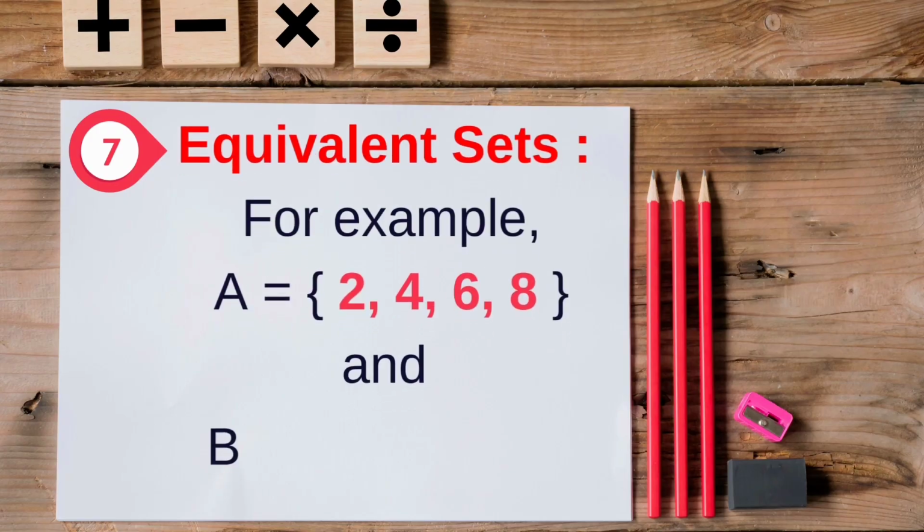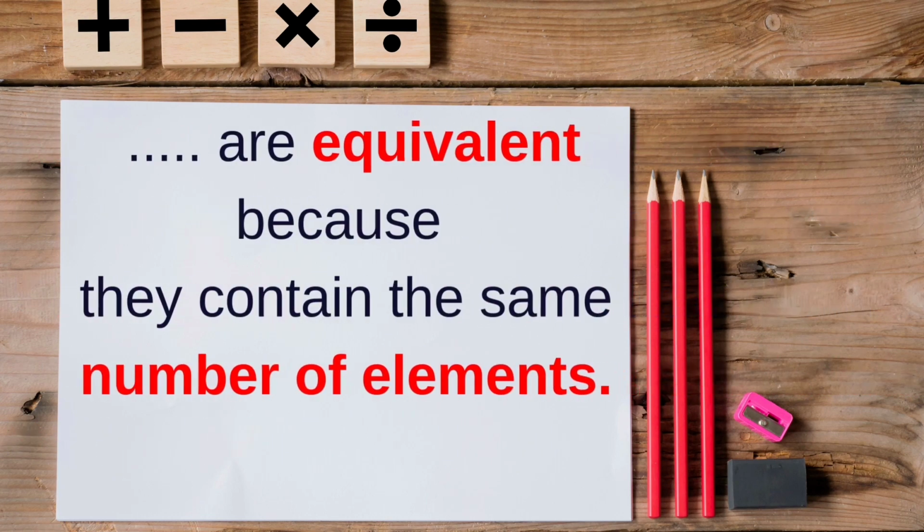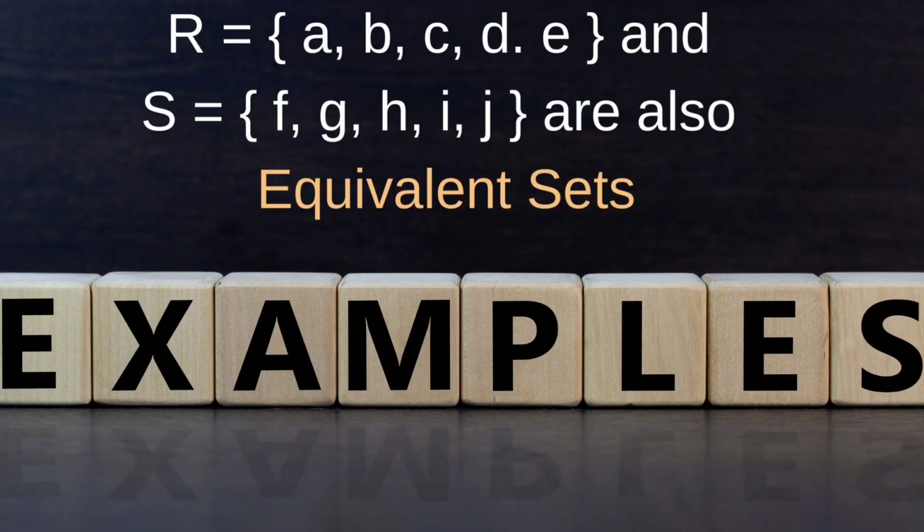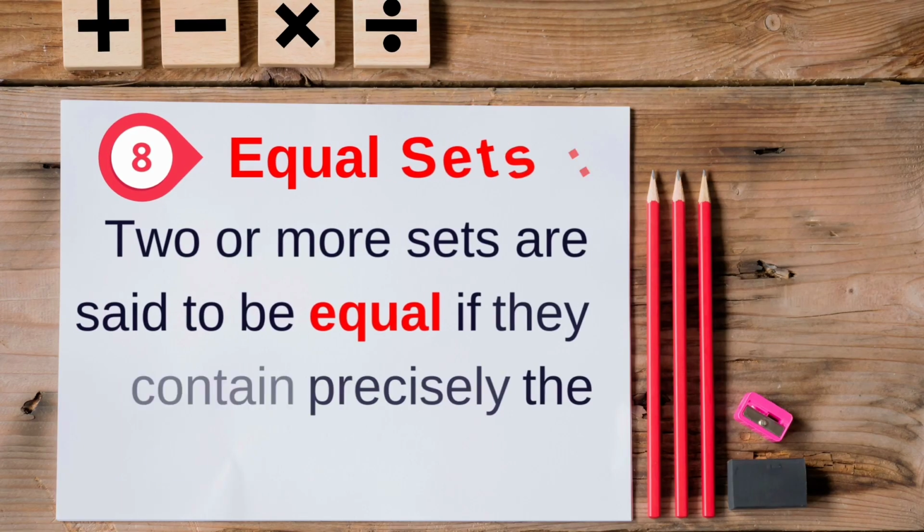Let's look at equivalent sets. The sets A and B are equivalent simply because they contain the same number of elements. Sets A and B contain 4 elements each. Sets R and S contain 5 elements each. Not necessarily the same elements, but the number of elements are the same.